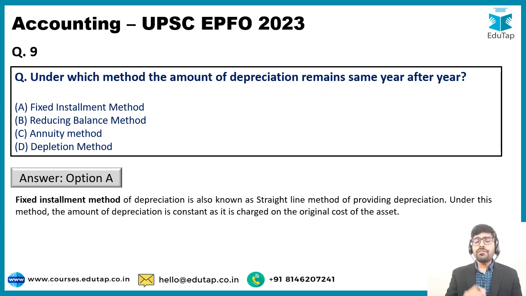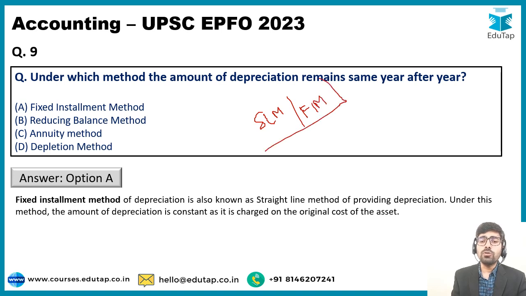So guys, we have two popular methods of charging depreciation on assets. One is the straight line method or the fixed installment method, as we have called it in this question, and in this we are writing off an equal amount every year in our profit and loss statement. Every year 1 lakh is being reduced from the value of the asset and written off in the profit and loss statement.